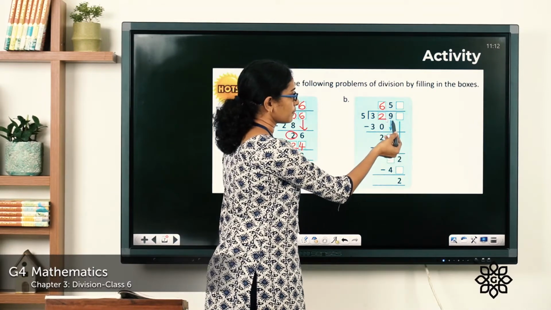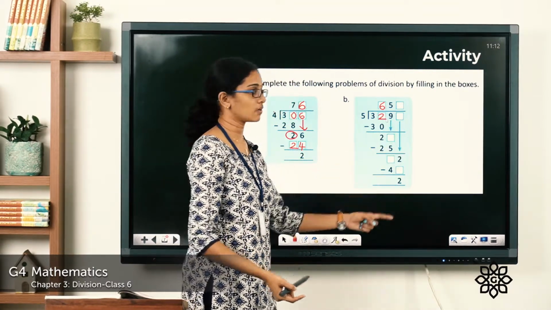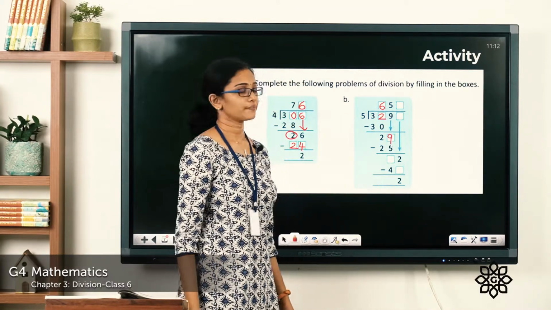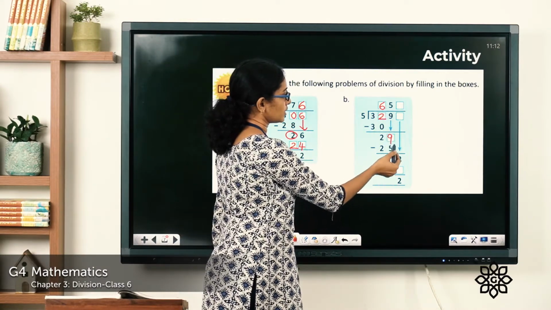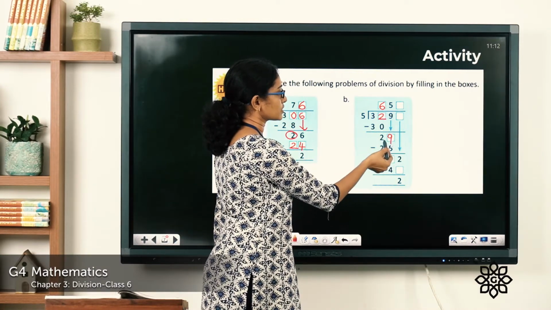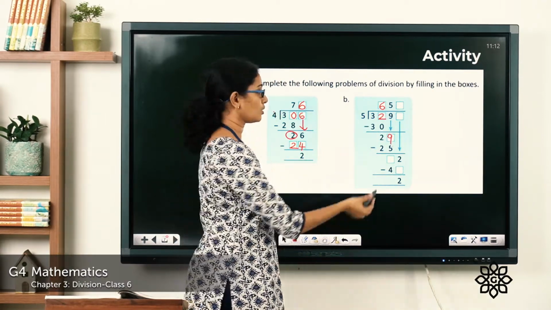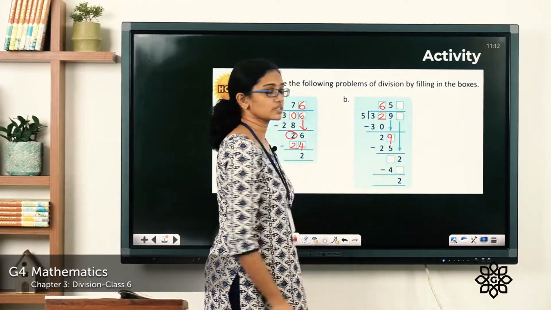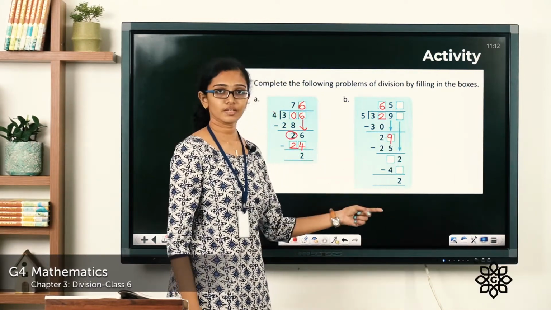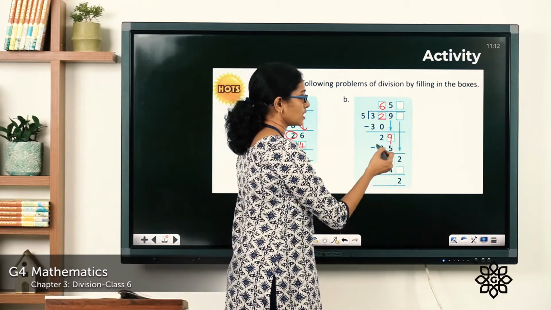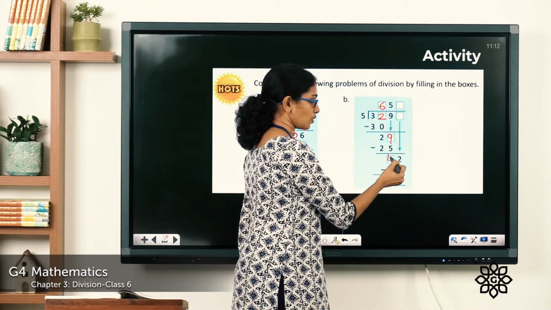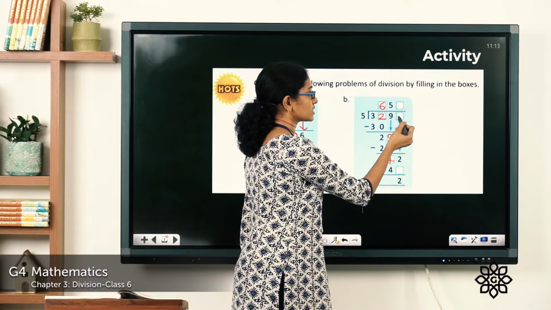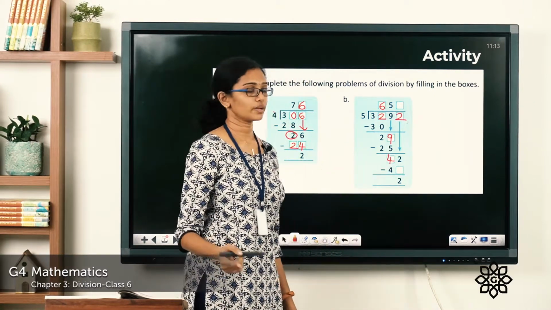Now in the next step, the next digit should be brought down. So there you have 9 to be brought down, and what should come here? 29, right? Now when 29 is coming here, the next step is to divide this 29 by 5. How many 5s will go in 29? We know 5 5s are 25 and that is written here. Now the next step is to subtract these two numbers, and 29 minus 25 gives you 4, and the next digit should be brought down. The digit is already written there but it is missing here, so it should be 2 here.